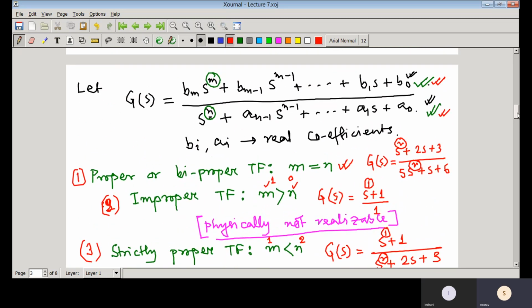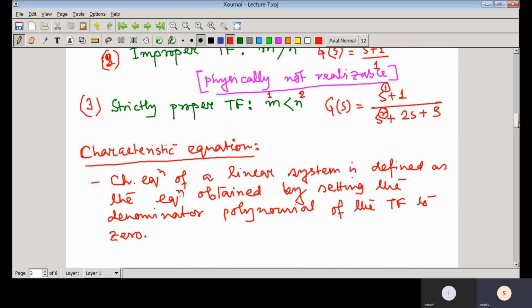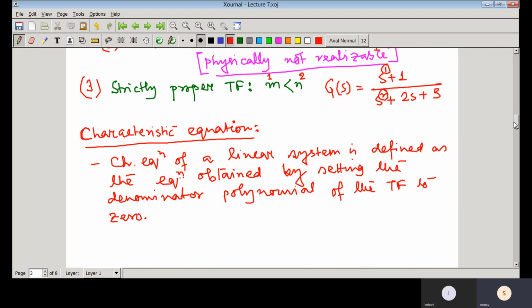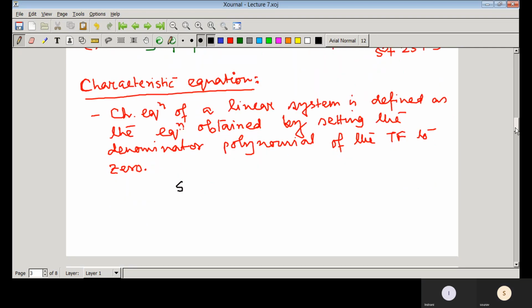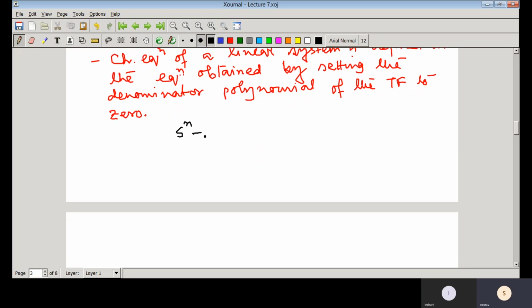What is that? So if you have a transfer function G(s), this is the numerator and this is the denominator. If you make this denominator equal to zero, then this particular equation is called the characteristic equation. So the characteristic equation of a linear system is defined as the equation obtained by setting the denominator polynomial of the transfer function to zero. So that means here you have s^n + a_(n-1) s^(n-1) + ... + a1 s + a0 = 0. So this is actually the characteristic equation.